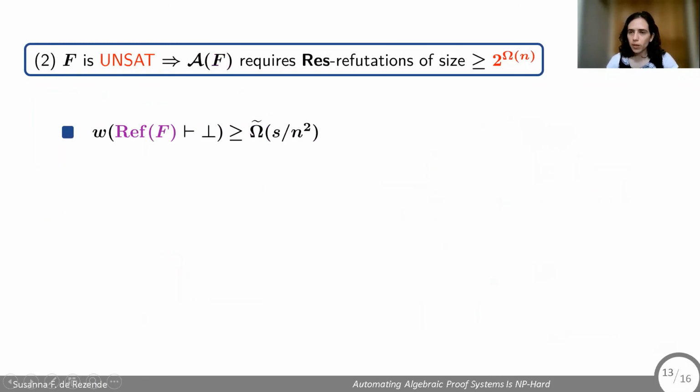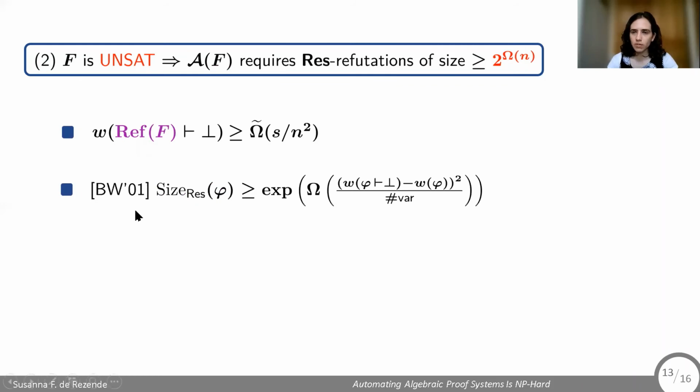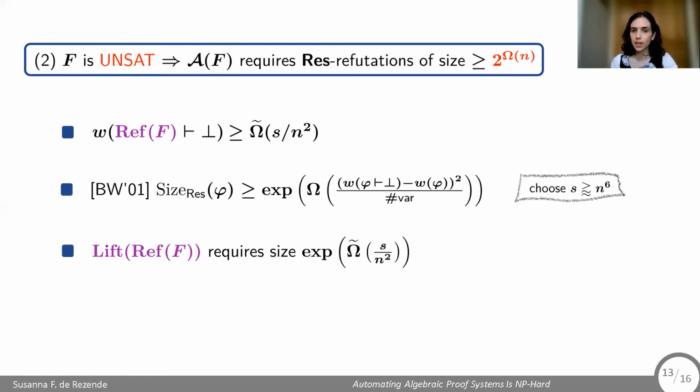From this width lower bound, there are several ways to get a size lower bound. One is the well-known Ben-Sasson–Wigderson theorem. In order to apply this, we need S to be a large enough polynomial, so something like n to the 6 would be enough. Another way to get a size lower bound from a width lower bound is by lifting. I won't really explain what this is, but you modify the formula in some way that actually gives you this lower bound. So for this, choosing S larger than n cubed would be enough.